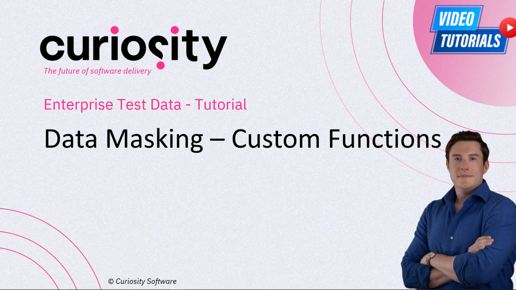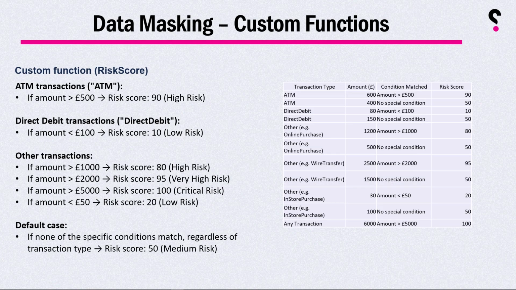Enterprise test data tutorial video, we're going to be looking at how we can leverage custom functions when we're data masking. In this video, we're going to be going through a custom function which is used to calculate a risk score. Our risk score is going to be based on two inputs, which is a transaction type and an amount. Depending on a condition, we are going to return a risk score.